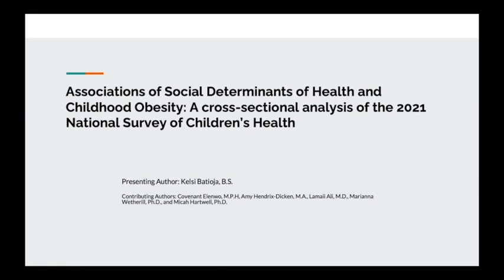Our project is entitled The Associations of Social Determinants of Health and Childhood Obesity, a cross-sectional analysis of the 2021 National Survey of Children's Health.